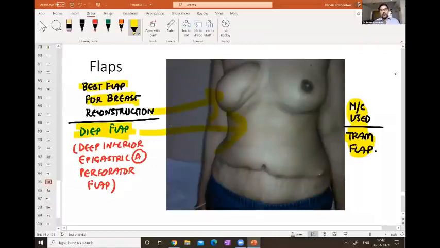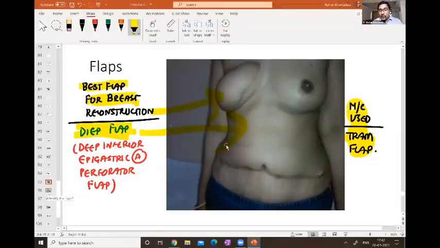Somebody has asked what is the difference between a flap and a graft. Good question. Graft is a piece of tissue which does not have its own blood supply, whereas a flap has its own blood supply. That is the difference.